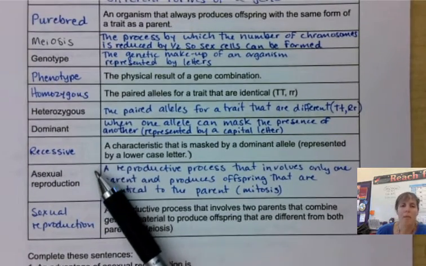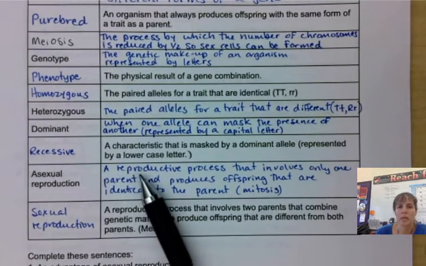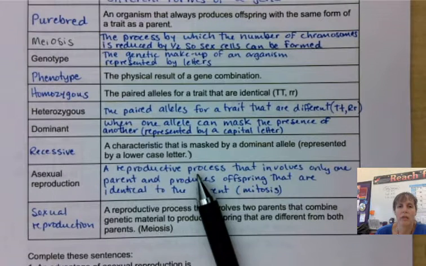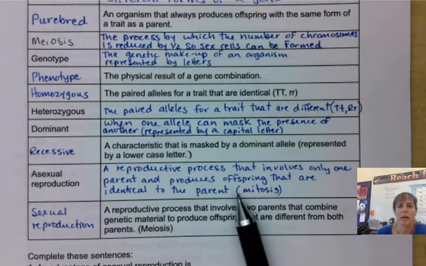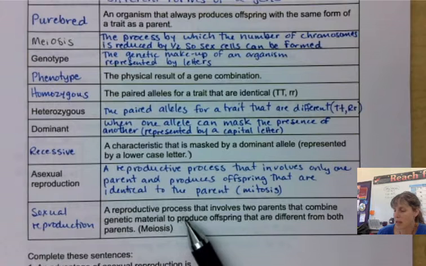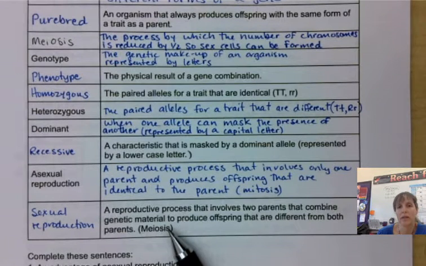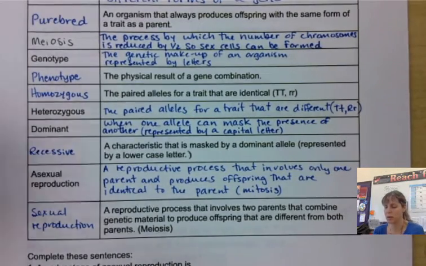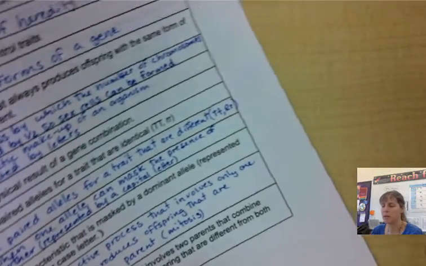Okay, asexual reproduction is a reproductive process that involves only one parent and produces offspring that are identical to the parent. And this is mitosis. Okay, sexual reproduction is a reproductive process that involves two parents that combine genetic material to produce offspring that are different from both parents, which happens through meiosis. Okay, move this up again.